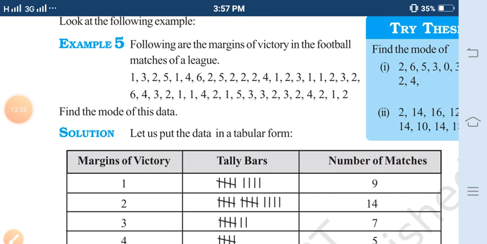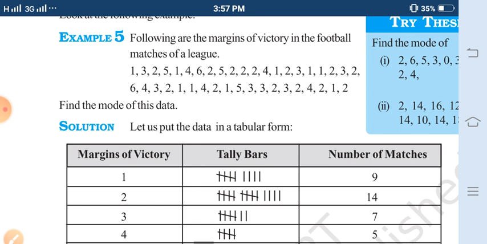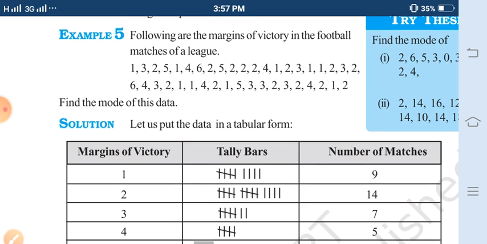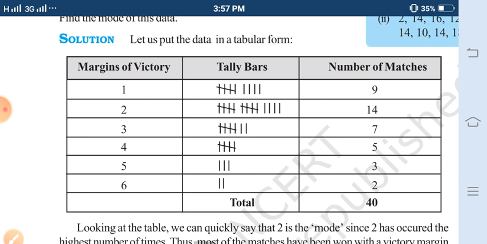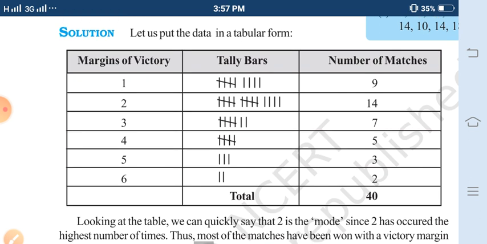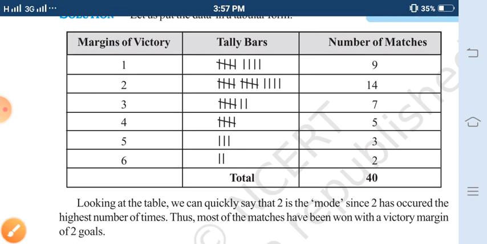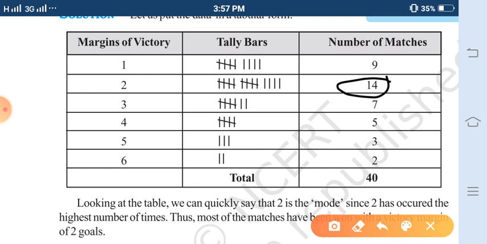Now students, if the values are large, in the previous example you had only 5, 6 or 7 terms, but if you have a large number of terms, first of all you will make the frequency table. From the frequency table you will look at which term has occurred the most times. As in this case, 2 has occurred the most times, that is 14 times. So in this case, the mode is 2.